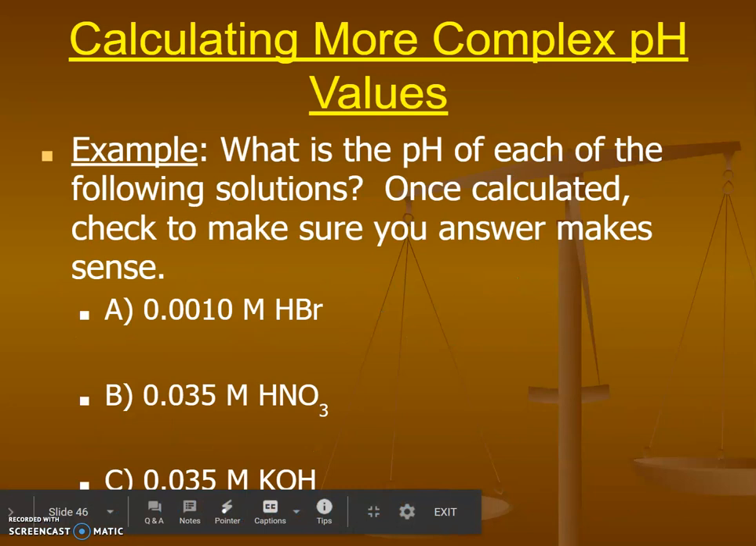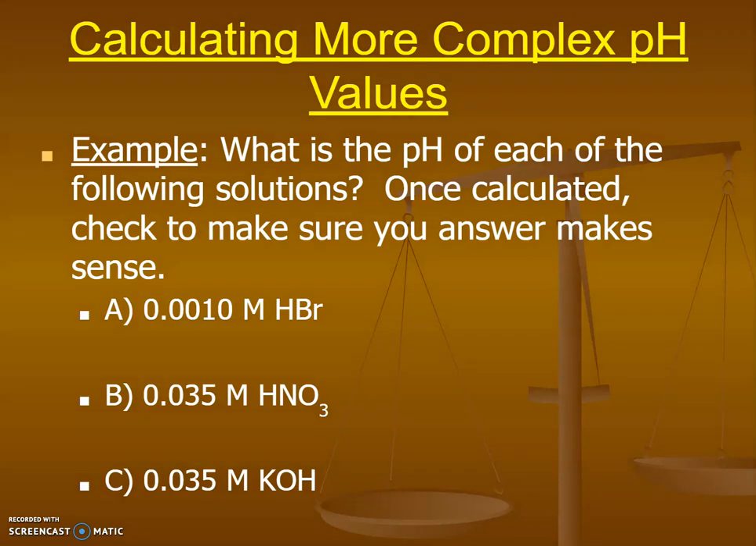Okay, so here are 3 different sample calculations for the more complex ways of determining your pH values. For each one of these, we are going to figure out the pH of the substance and make sure that it makes sense. Is it going to make sense that it is an acid, or is it going to be a base? Looking at these 3 examples, you should be able to figure out which ones are acids and which ones are bases. So this first one, 0.001 molar HBr.